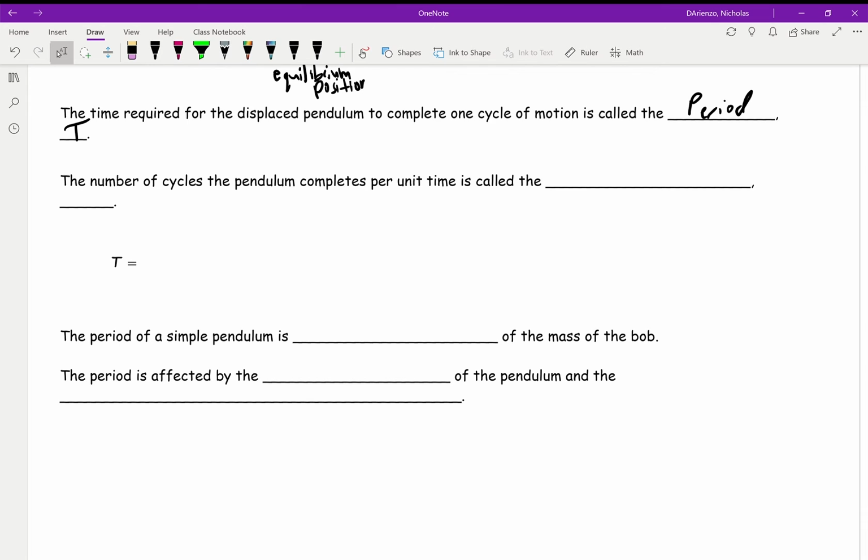The number of cycles that the pendulum is going to complete per unit of time is what we call the frequency. And the frequency we will measure with a lowercase f. And the units for this are hertz, which you've seen a little bit with our Pasco software.